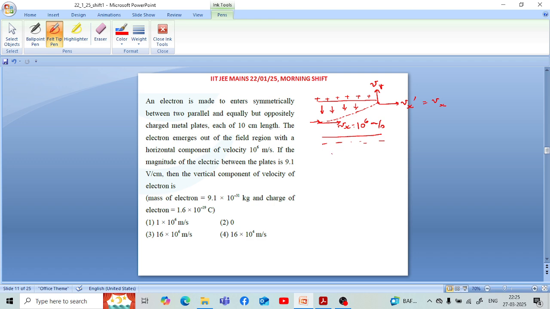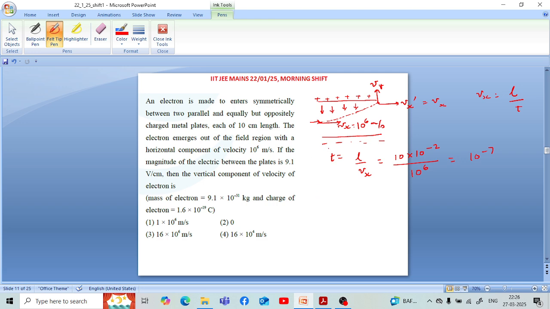To calculate the time, we know that the horizontal component of velocity is related to time by the distance, for example the distance is L, upon time taken. So time equals the distance upon the horizontal velocity component. Now the length of the plate is given as 10 centimeter. When we convert it into meter, it becomes 10 into 10 to the power minus 2 meters, and Vx is given as 10 to the power 6. So this value comes out to be 10 raised to the power minus 7 seconds. This is the time taken by the electron to emerge out.